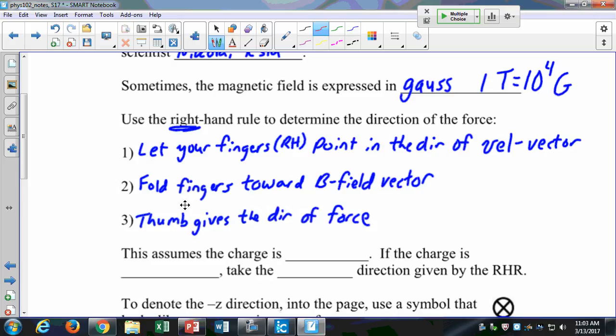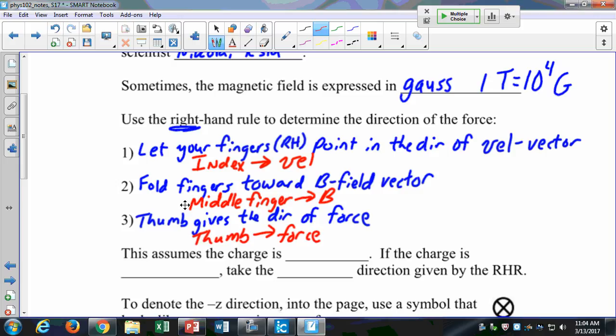An alternate way, and I'll show you both, I'm going to do it in red here, is you let your index finger go in the direction of the velocity vector. You let your middle finger go in the direction of the magnetic field vector, and then your thumb still gives the direction of the force.